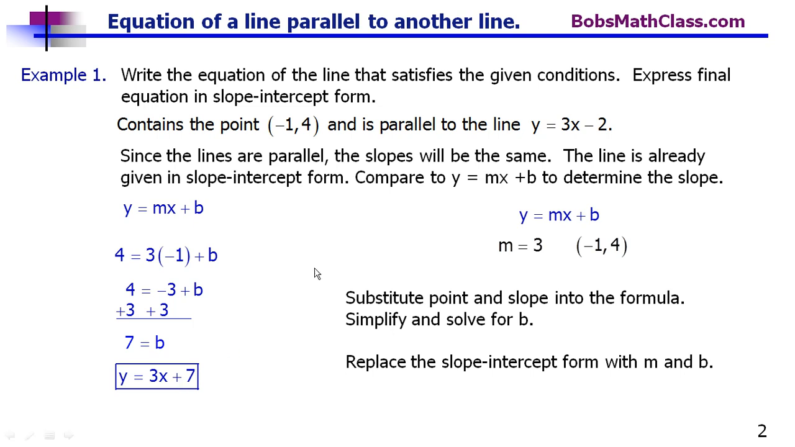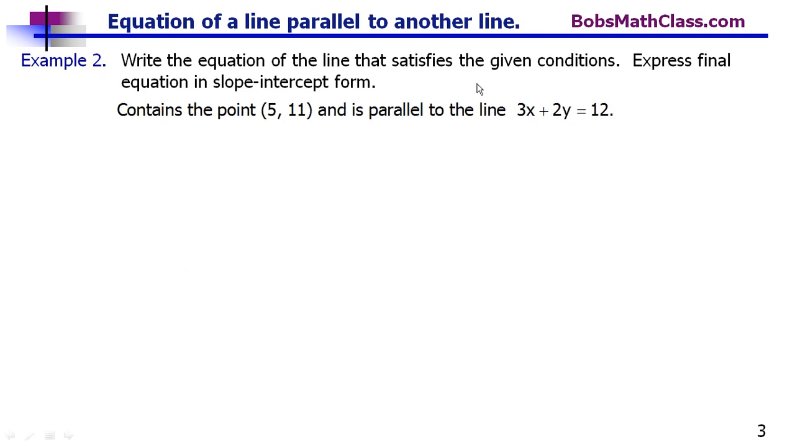All right, we'll do another example. We want the equation of a line, again in slope-intercept form, and this time it contains the point 5, 11, and is parallel to the line 3x plus 2y equals 12. Almost the same as the last problem, but this time the equation that's parallel to is not in slope-intercept form. So if it's not in slope-intercept form, what should we do? Right, get it in slope-intercept form. Get y by itself.